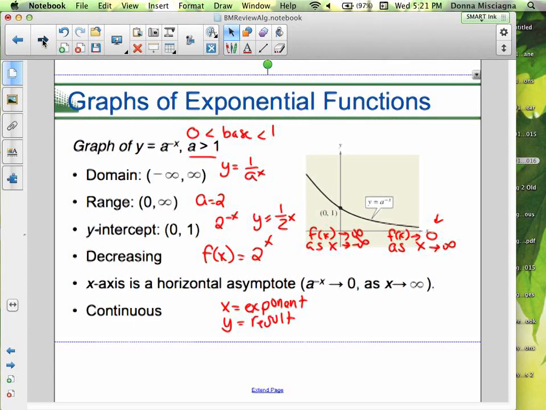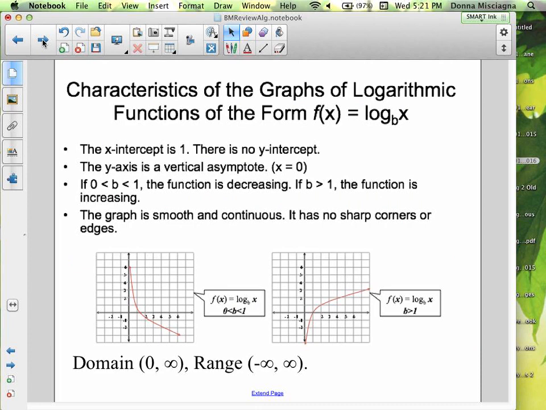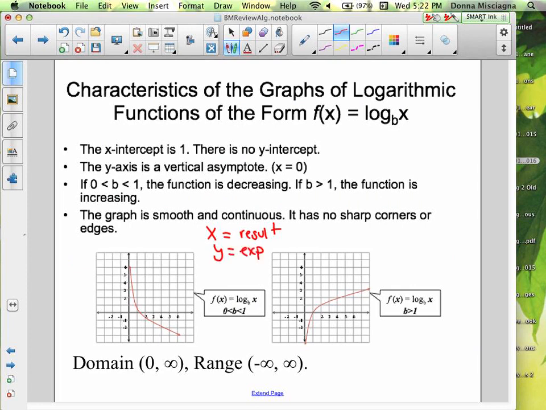With our log functions, that's going to be reversed. So now the x is not the exponent. It's going to be the result. It's the y that's the exponent. So your x and y values are literally switched.